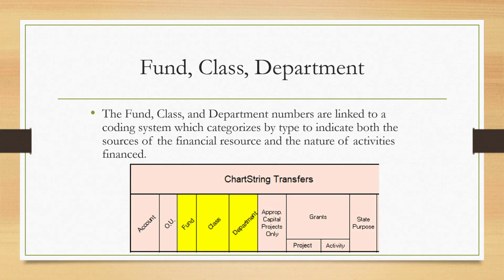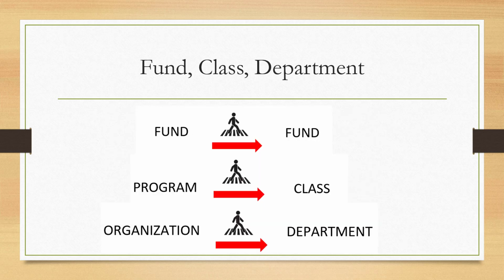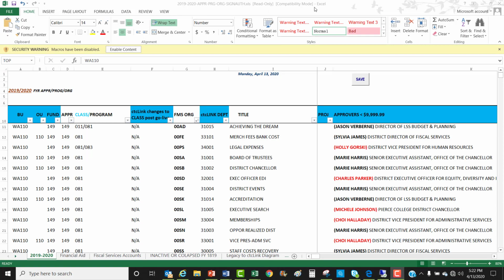The next 3 chart fields are the fund, class, and department. The fund, class, and department numbers are linked to a coding system which categorizes by type to indicate both the sources of the financial resource and the nature of activities financed. These numbers crosswalk directly from the budget code you have used previously. The fund number is still the fund number. The program number is now known as the class number, and the organization number is now known as the department number. You can find the fund, class, and department numbers on the signature authorization spreadsheet located on the K drive under Info.